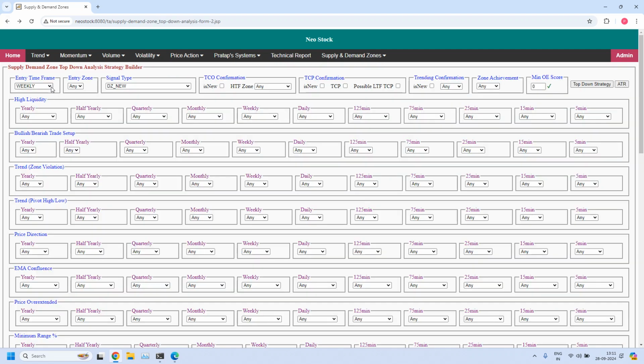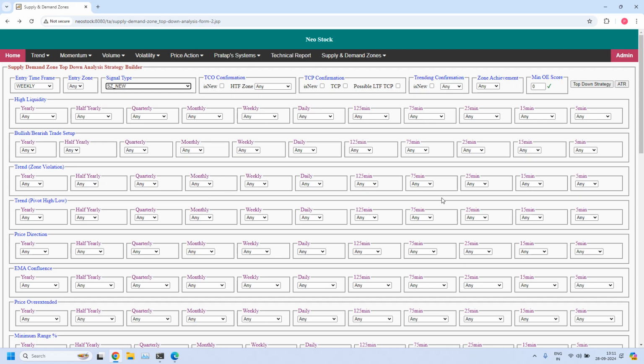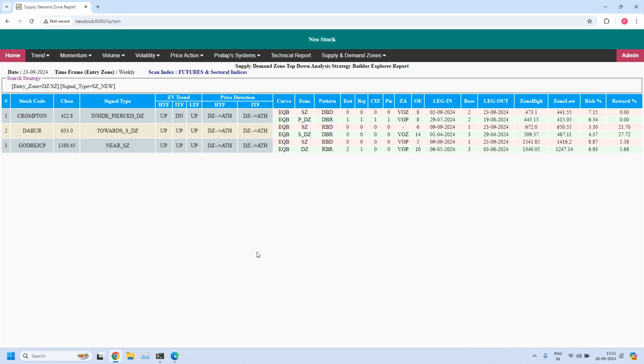So next, for weekly time frame, let us find the stocks having newly created weekly supply zones. Only 3 stocks. These 3 stocks are having newly created weekly supply zones.